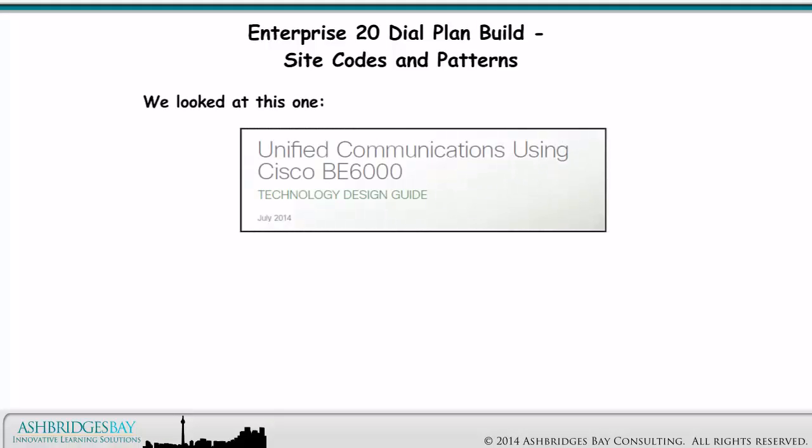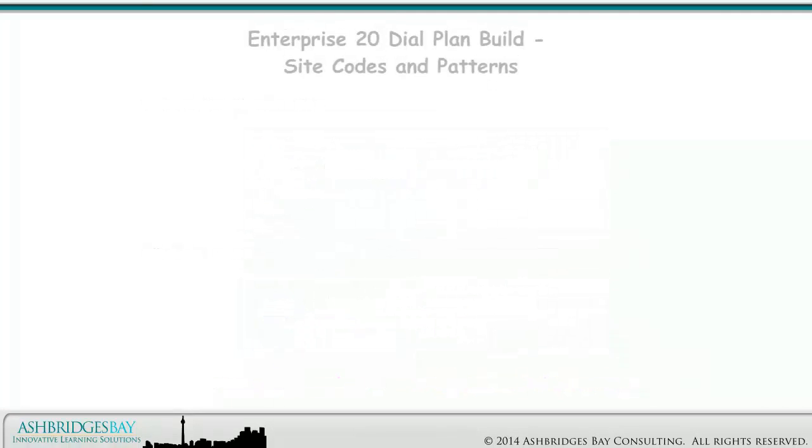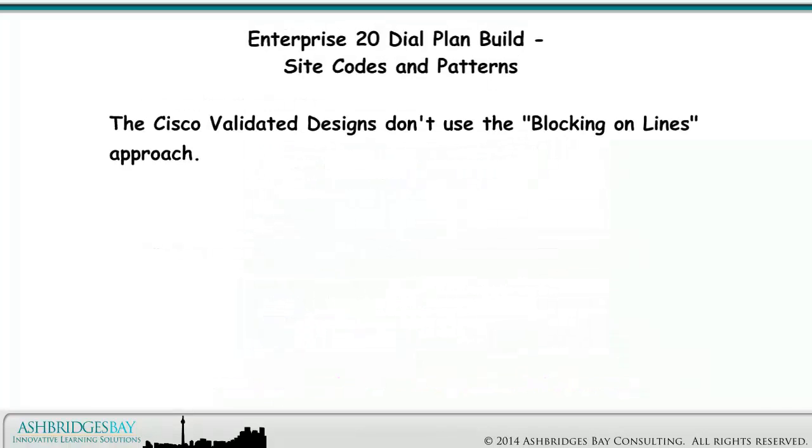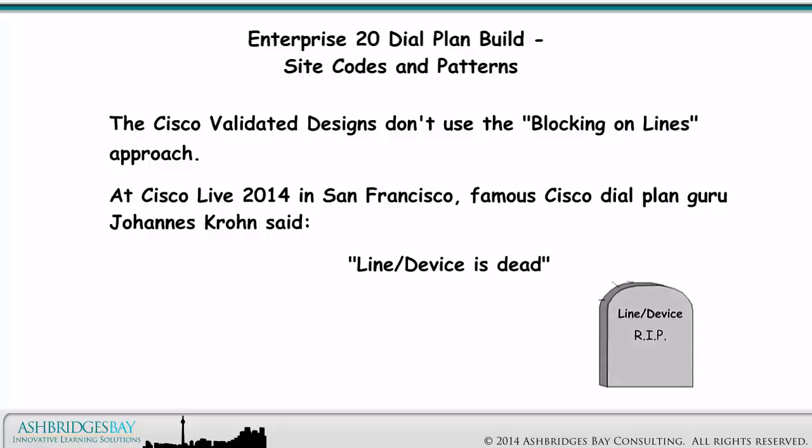We looked at this one, the Cisco BE6000 CVD, and this one, the telephony using Cisco UCM CVD. We are using a modified solution from here. These were available when we developed this drawing. The Cisco validated designs don't use the blocking on lines approach. At Cisco Live 2014 in San Francisco, famous Cisco dial plan guru Johan Krohn said, "Line device is dead." Cisco has removed this approach from the CVDs. Why?